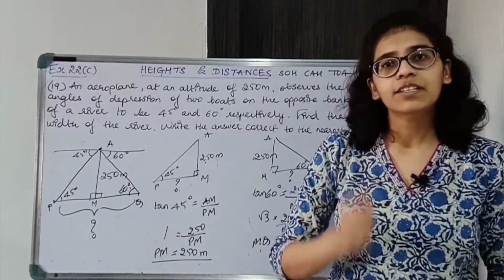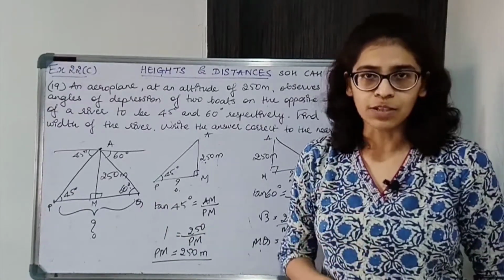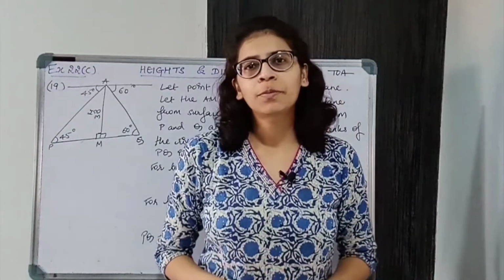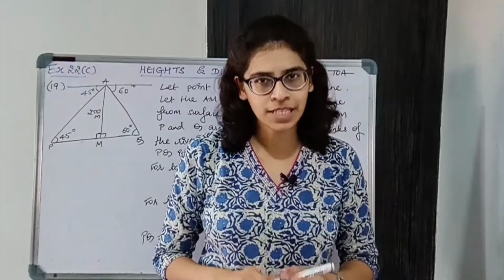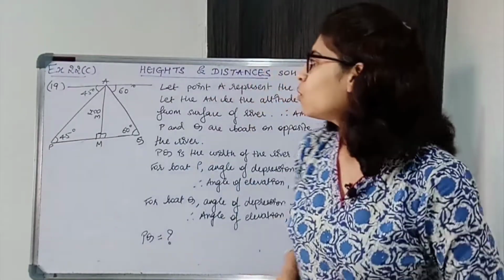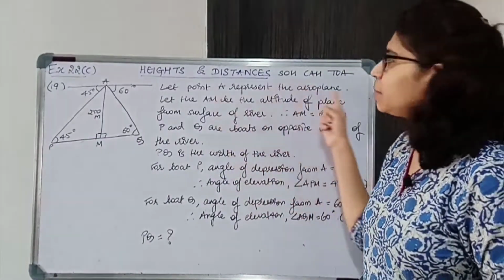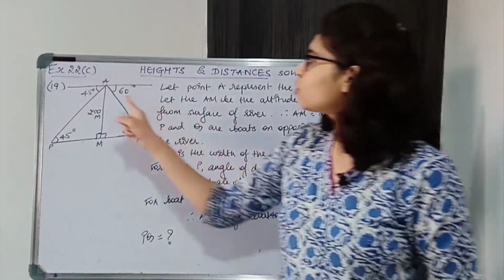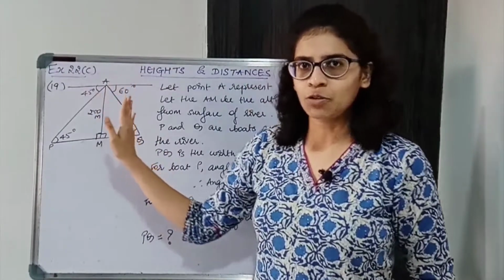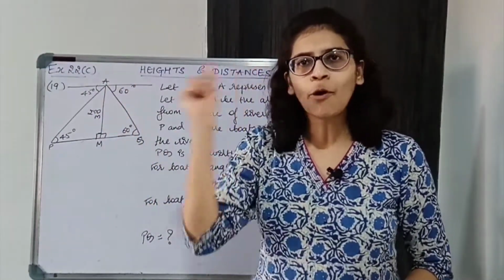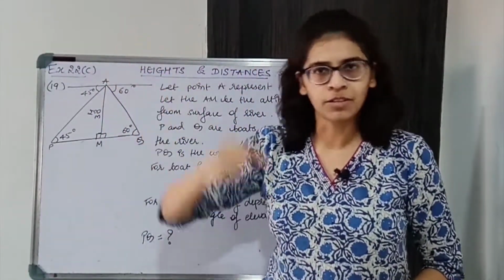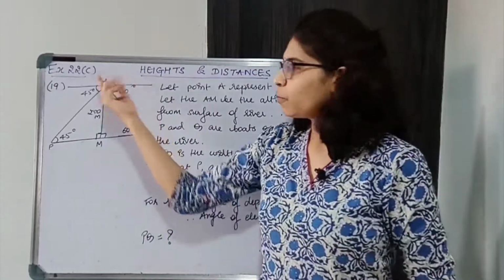Alright, so now let us write down the given properly and start with the solution. So draw a proper diagram and then we'll write down a few statements. The diagram will be somewhat like this. Now point A represents the aeroplane. We have assumed that point A is the aeroplane. We are considering some point on the aeroplane from which we are observing the two boats. So that point is A.